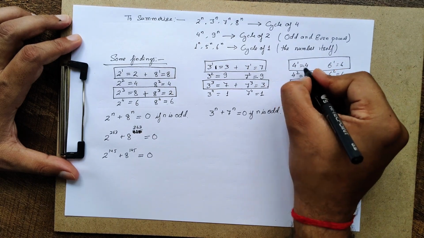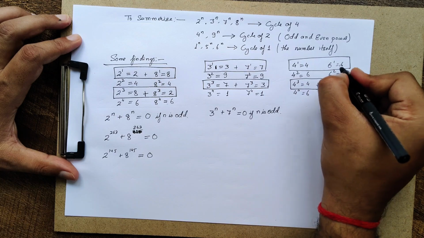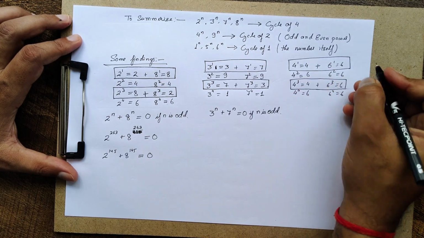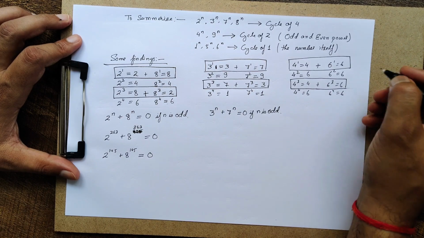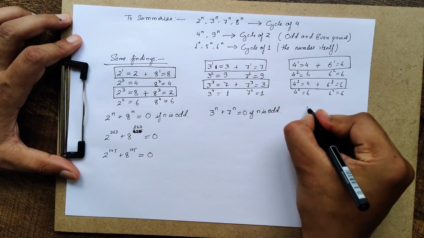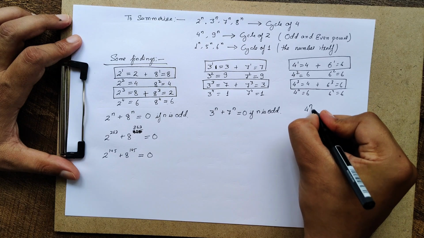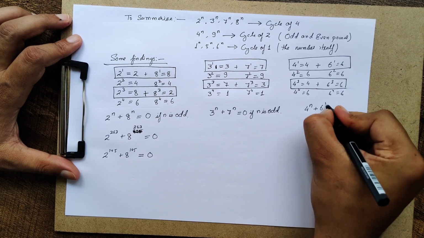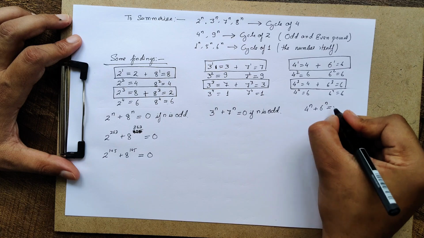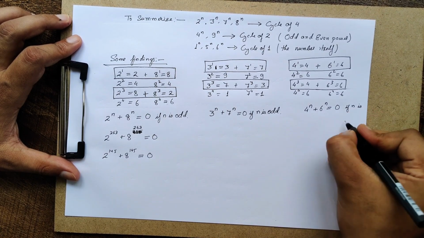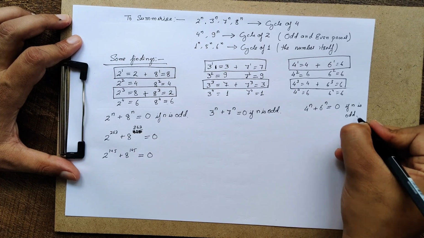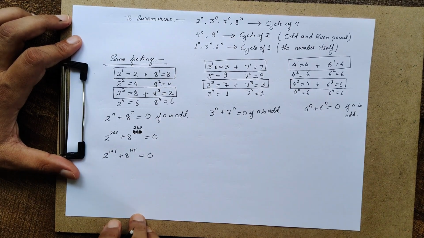If we see this, 4 to power 1 and 6 to power 1, we get 4 plus 6, which is again 10. That means the value of the unit place is 0. So we can write it like this again, 4 to the power n plus 6 to power n. The value of the unit place is 0 if n is odd, right?